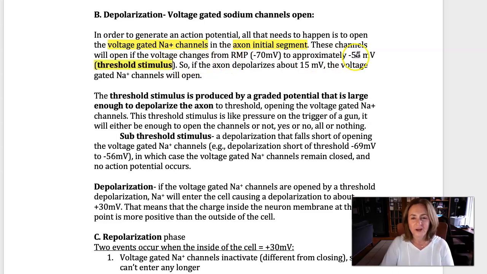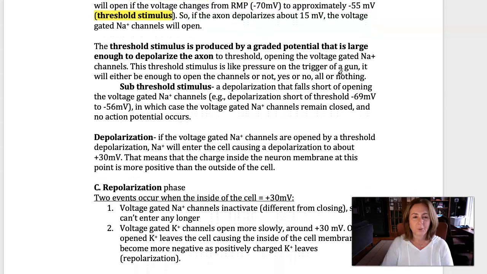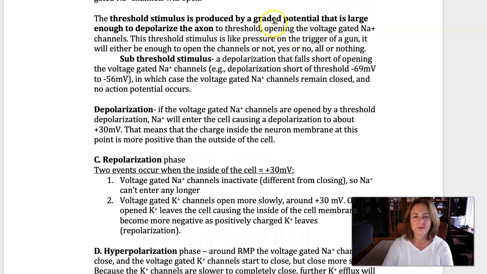So if we depolarize at about 10 to 15 millivolts, the voltage-gated sodium channels will open. The threshold stimulus is produced, remember how this happened, by a graded potential that was large enough to depolarize the axon. In other words, enough chemically gated channels opened out in the dendrites and the cell body that allowed enough sodium ions in that they drifted towards the axon and depolarized the axon to threshold. And when that happens, voltage-gated sodium channels open.